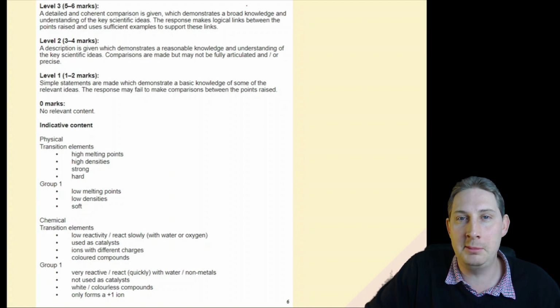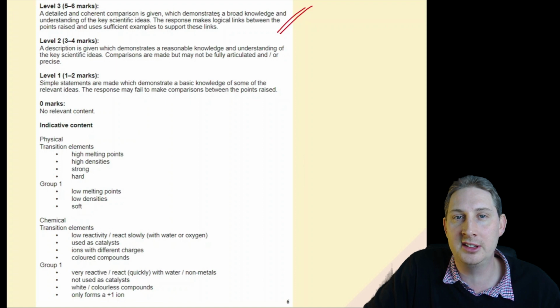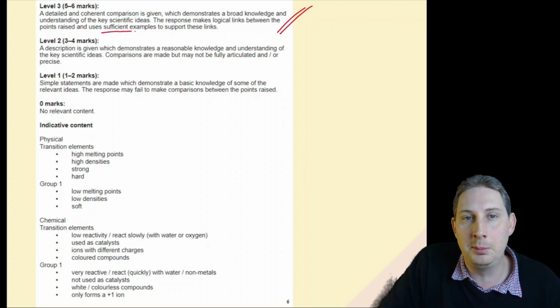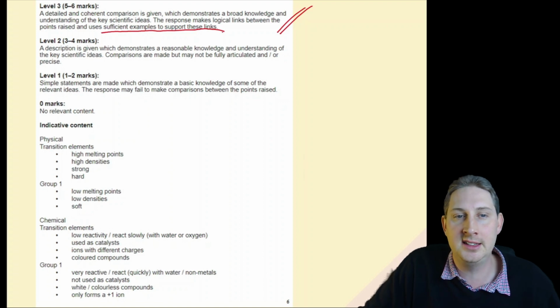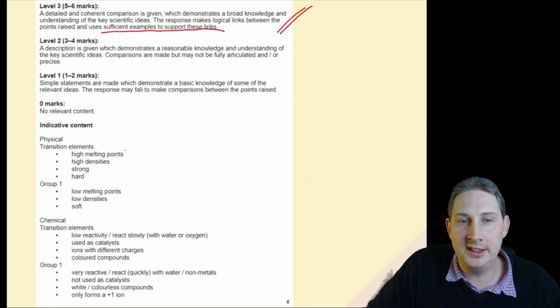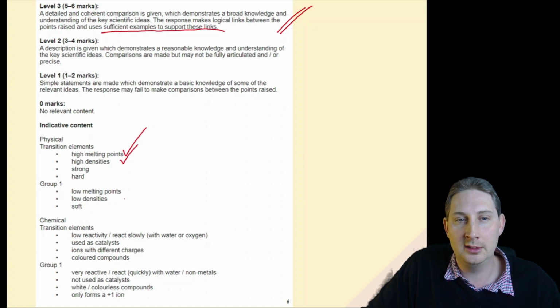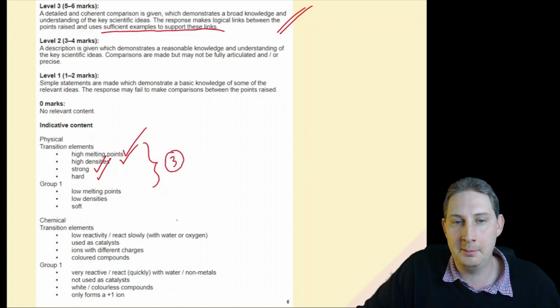Okay, so we're aiming up here for level 3, a detailed and coherent comparison which demonstrates a broad knowledge and understanding of key scientific ideas. The response makes logical links between the points raised and uses sufficient examples to support these links, and we'll be wanting 6 examples. So, transition elements have high melting points while group 1 have low melting points. Transition elements have high densities while group 1 elements have low densities. Transition elements are strong and hard, while group 1 elements are soft. So we've probably got 3 marks from that maybe.